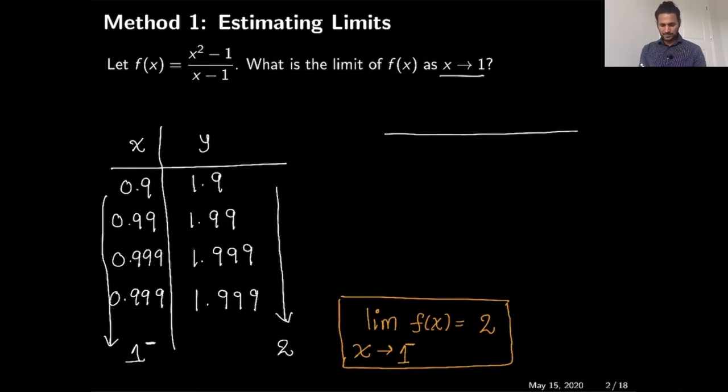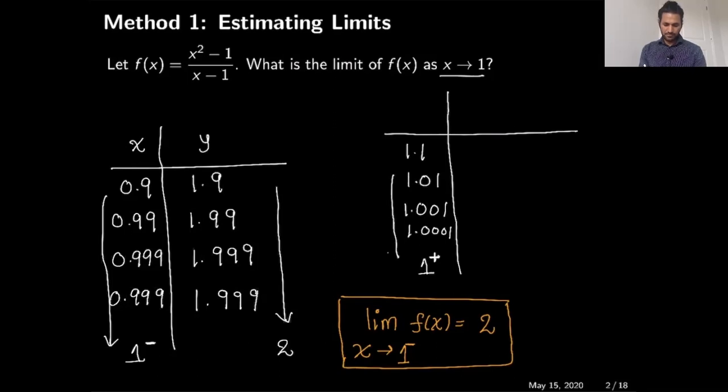Let's calculate the right limit. This is the 1. When I say right side of 1, I will just add a plus sign. So this will be the notation for being on the right side of 1. On the right side of 1, I can have 1.1, 1.01, 1.001, 1.0001. That should be enough values of the input.